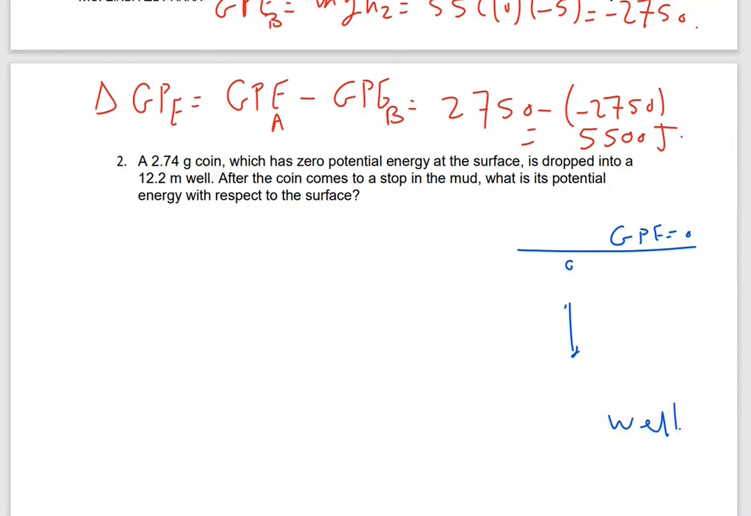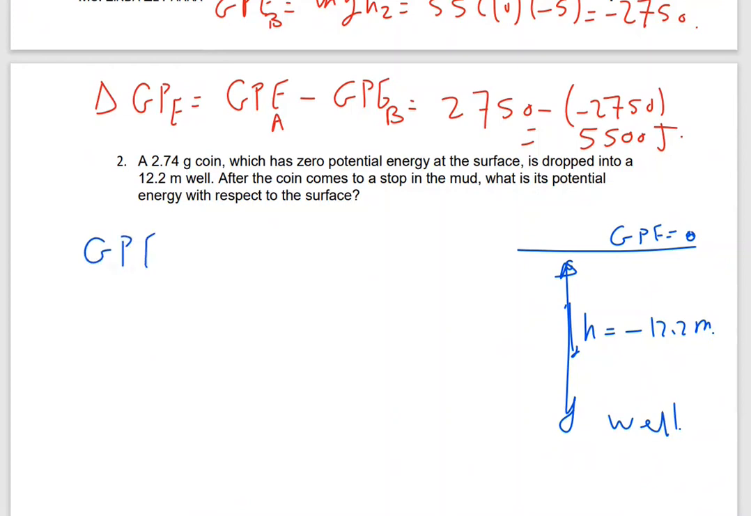The height of this well, h. Since there is zero level here up, and I'm moving down, it will be negative 12.2 meter. After the coin comes to a stop in the mud, what is the potential energy with respect to the surface?